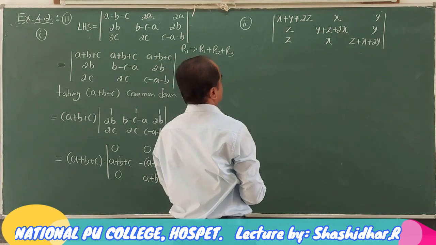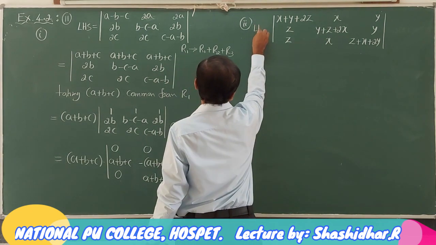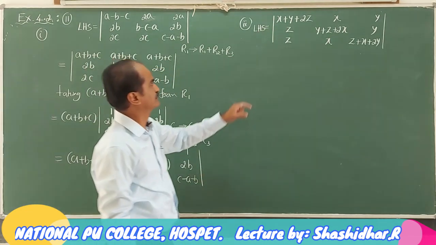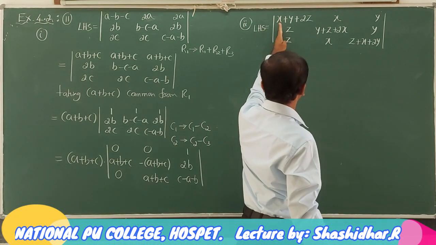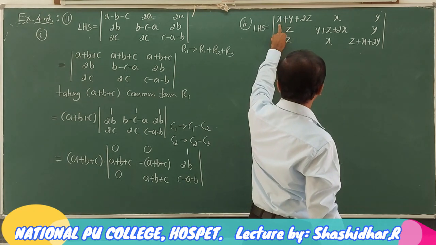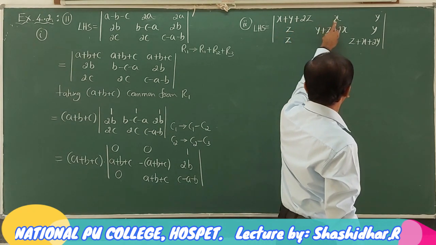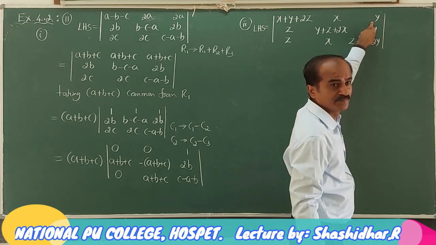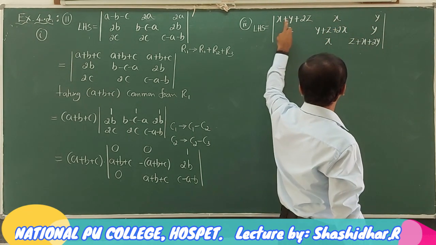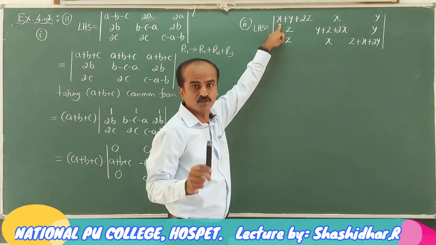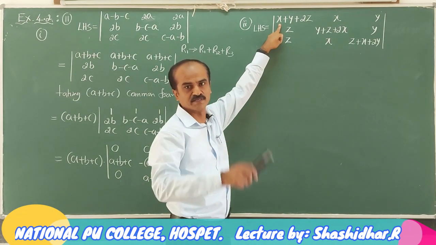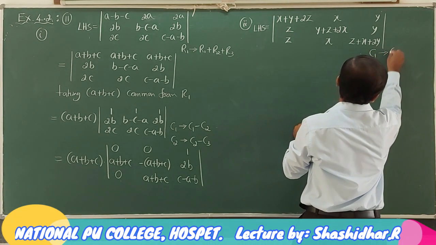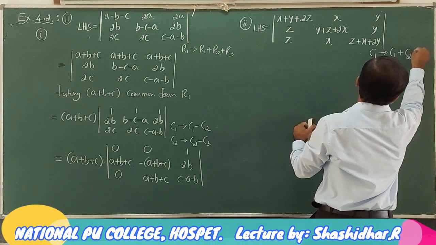Start with LHS. Observe the elements. Column wise you observe. First element x plus y plus 2z. In the second column first element x. In the third column first element y. Adding these two elements to this, what you are going to get? 2x, 2y plus 2z. So I write C1 changes to C1 plus C2 plus C3.